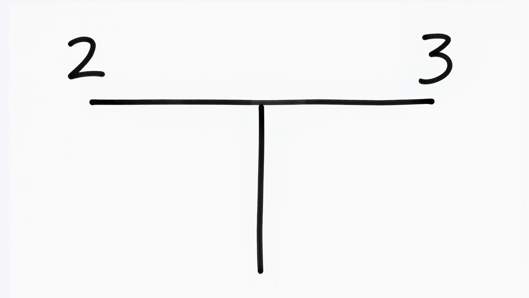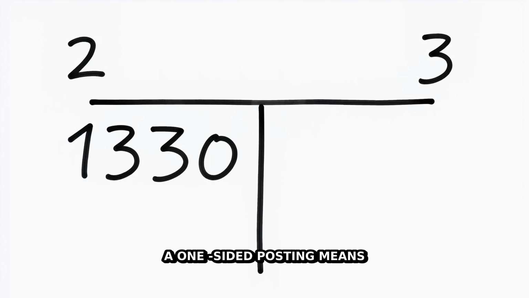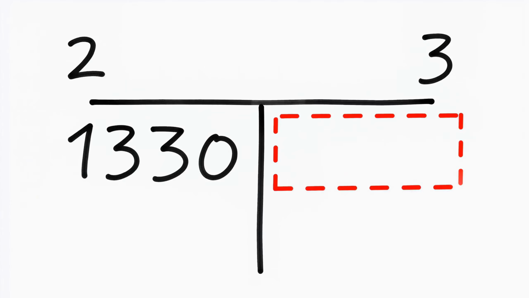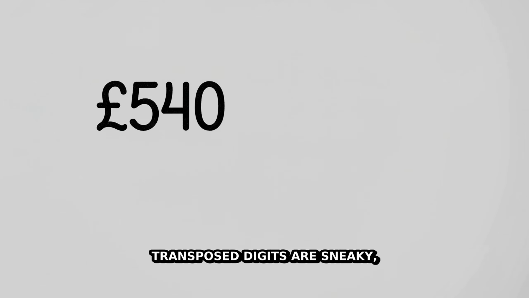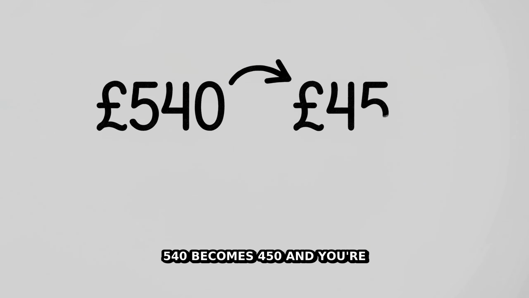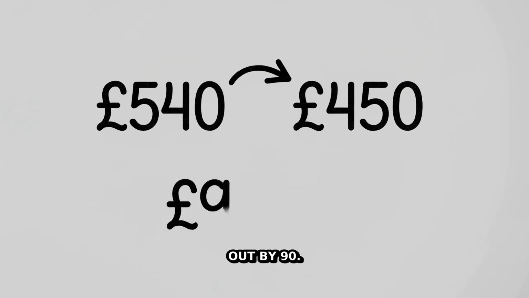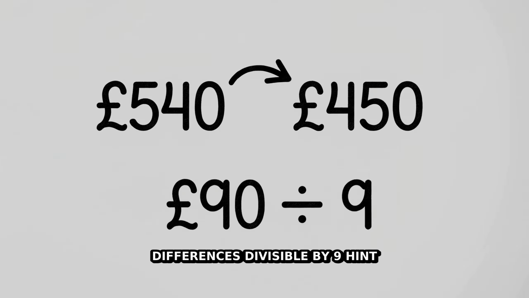Some errors are easy. A one-sided posting means you debited without crediting. Post the missing half and Suspense shrinks. Transposed digits are sneaky. 540 becomes 450 and you're out by 90. Differences divisible by 9 hint at this.